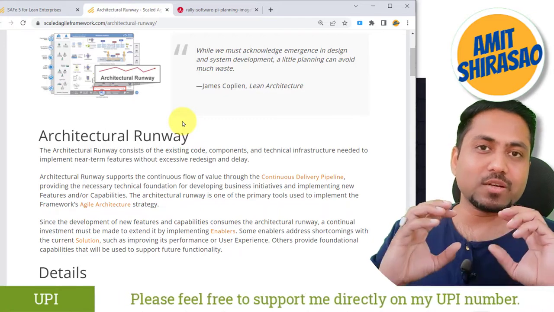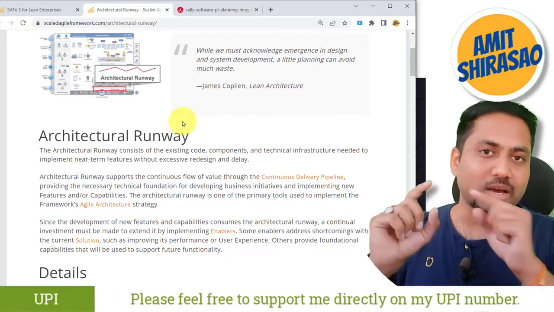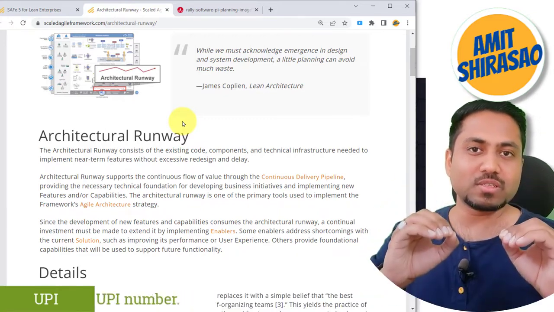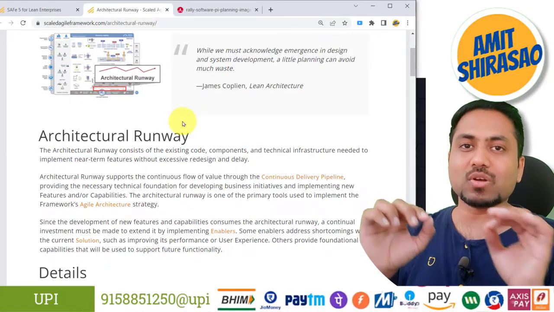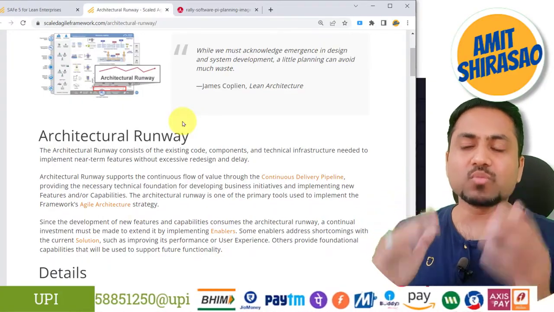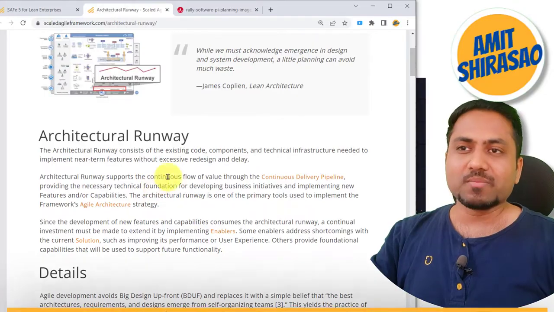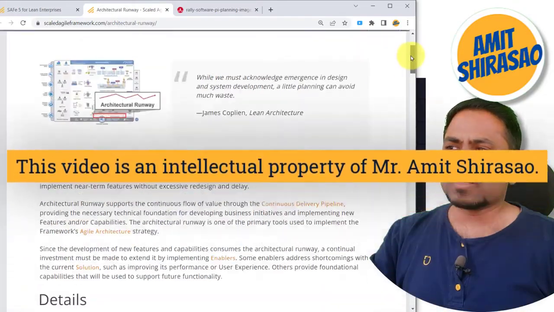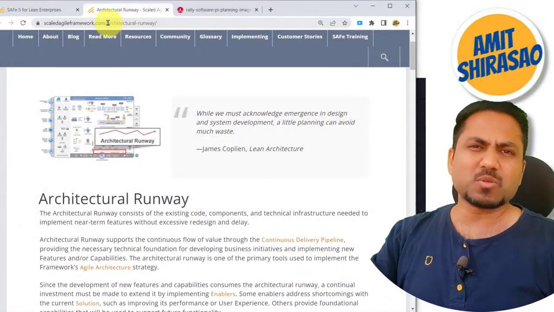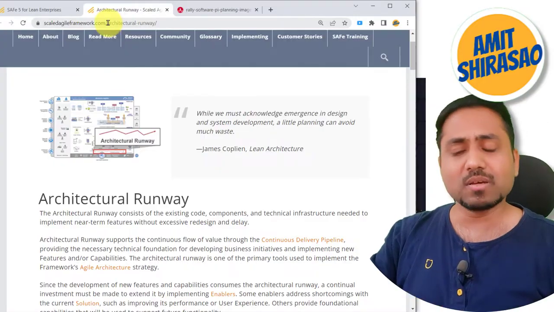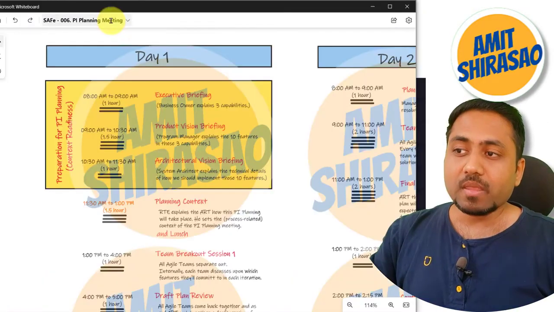So any kind of coding style which my architect wants to enforce on all the teams is called your architectural runway. For more details, go through this particular page. This is from scaleagileframework.com. Of course, I'll give the links in the description, so go through them.